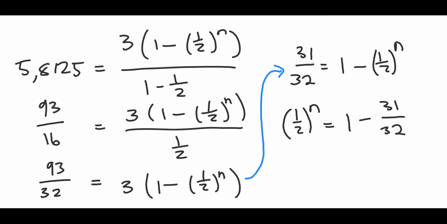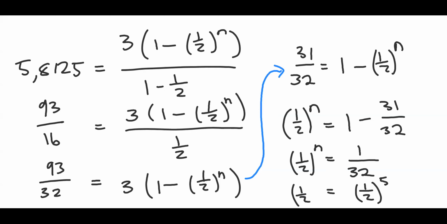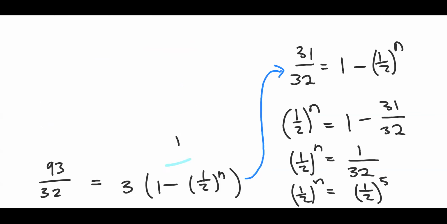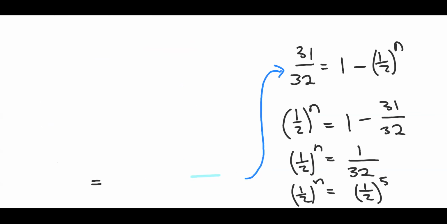Now, 1 minus 31 over 32 should be 1 over 32. And we know that 32 is basically 2 to the power of 5. So this is 1 over 2 to the power of 5, which means that n is equal to 5. n is equal to 5. So that was the last step that you had to do. n is equal to 5.